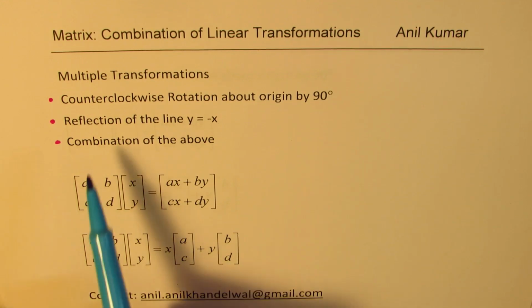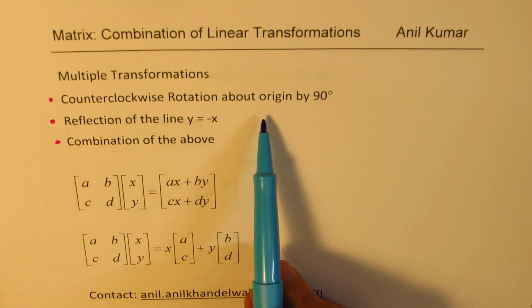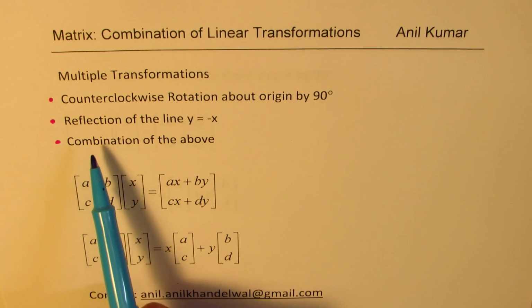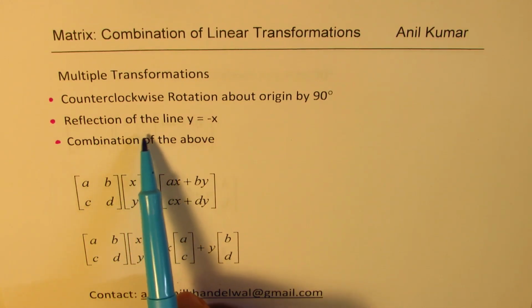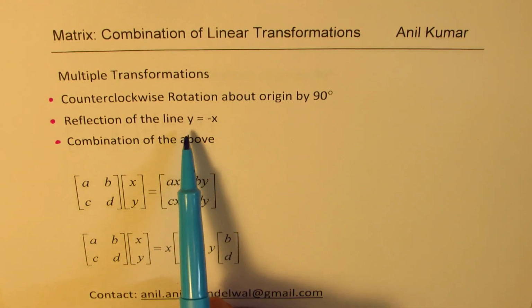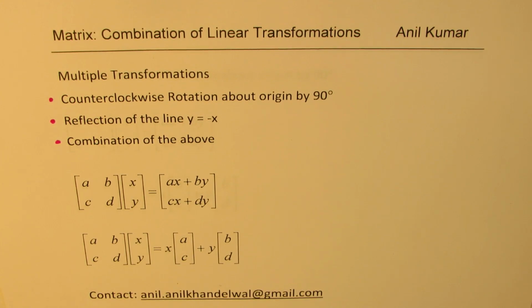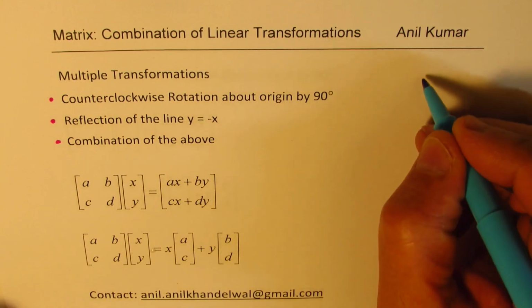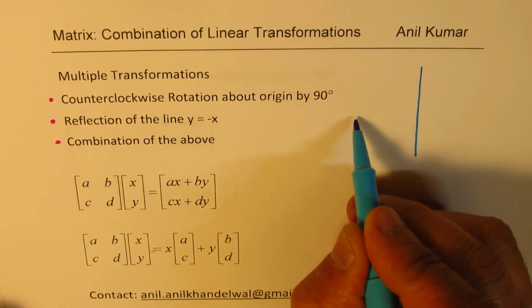We will now talk about combination of linear transformations. So we'll consider clockwise rotation about origin by 90 degrees, reflection on the line y equals minus x, and a combination of the above. So let's try to understand what these transformations are.